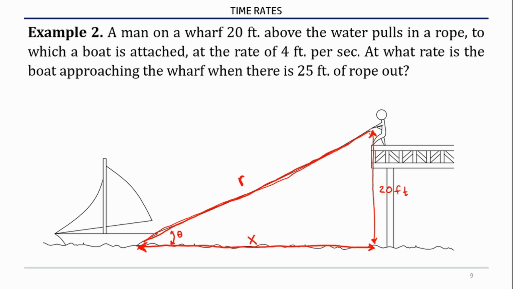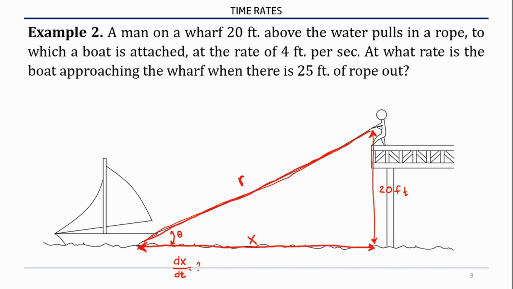So, we now have our variables and our triangle, so we can solve it. But what is asked is, at what rate is the boat approaching the wharf when there is 25 feet of rope out? So, what we are looking for is the rate of approach of the boat. This is x, but not the distance x; what we are looking for is the change in x with respect to time, which is the derivative of x with respect to t. First, let's find relationships between r, x, and the 20 feet. And then we will differentiate later with respect to time.